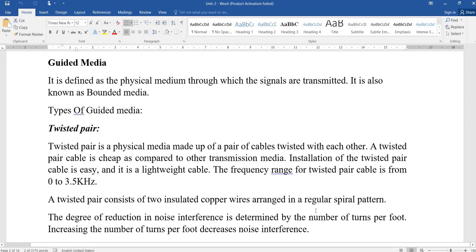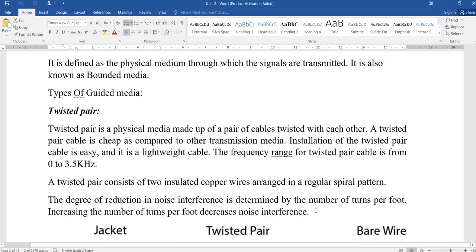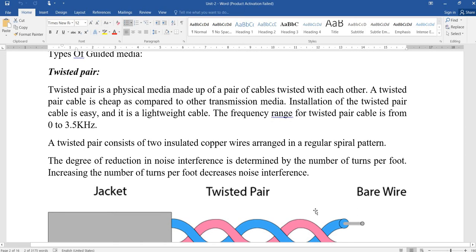Let's look point by point at guided media. It is defined as the physical media through which signals are transmitted. It is also known as bounded media. Types of guided media: number one is twisted pair. What is twisted pair? We twist the cables together; this is called twisted pair.